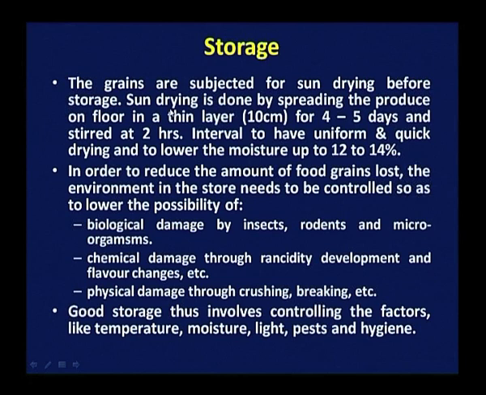Now after winnowing, we have to store the produce. So grains are subjected to sun drying before storage. Sun drying is done by spreading the produce on the floor in a thin layer for 4 to 5 days and stirring at 2 hour intervals to have uniform and quick drying and to lower the moisture to 12 to 14%. In order to reduce the amount of food grain lost, the environment in the store needs to be controlled so as to lower the possibility of biological damage by insects, rodents and microorganisms, chemical damage through residue development and flavor changes, and physical damage through crushing and breaking.